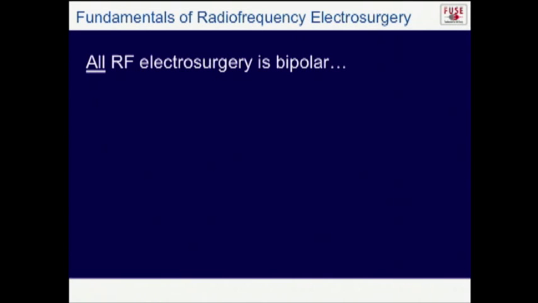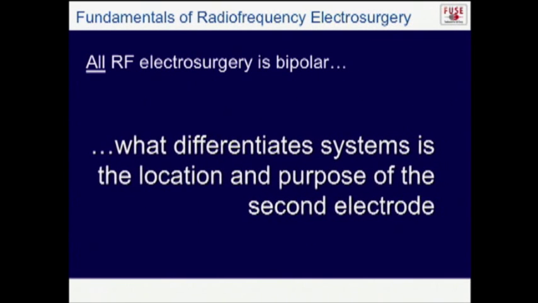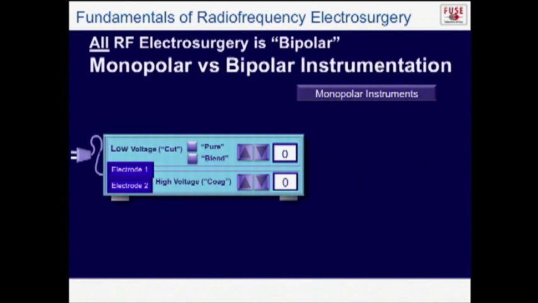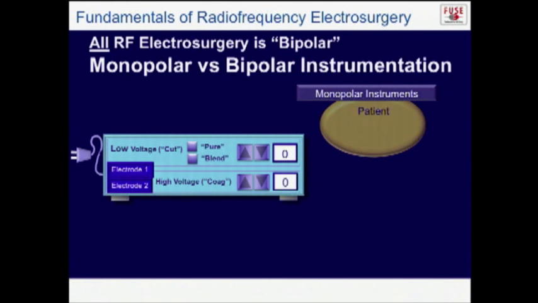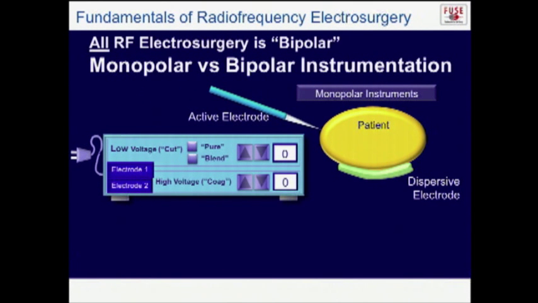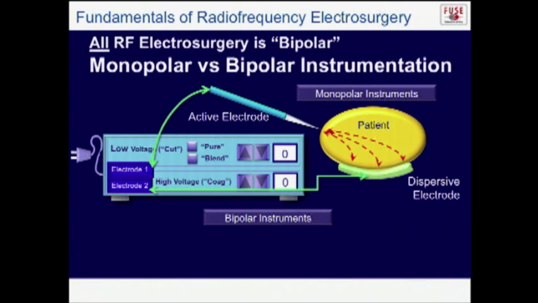Now, all electrosurgery that you do is bipolar, all of it. What differentiates the systems is the location and the purpose of the second electrode. So let's look at this. Here's a monopolar instrument setup. So we have a dispersive electrode, that's one electrode. We have an active electrode, that's two electrodes, bipolar. We hook them up to the machine, and then we activate the machine, and the current oscillates between those two electrodes.